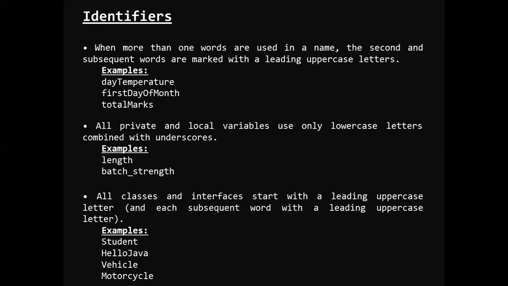All private and local variables use only lowercase letters combined with underscores. Examples: length, batch_strength. All classes and interfaces start with a leading uppercase letter, and each subsequent word with a leading uppercase letter. Examples: Student, HelloJava, Vehicle, MotorCycle.